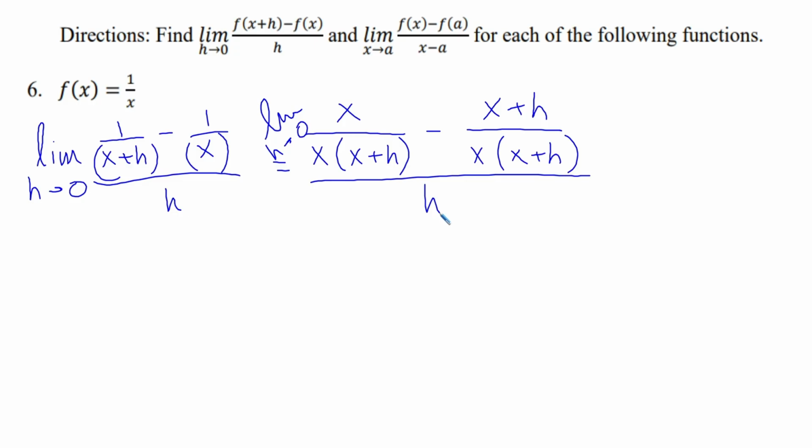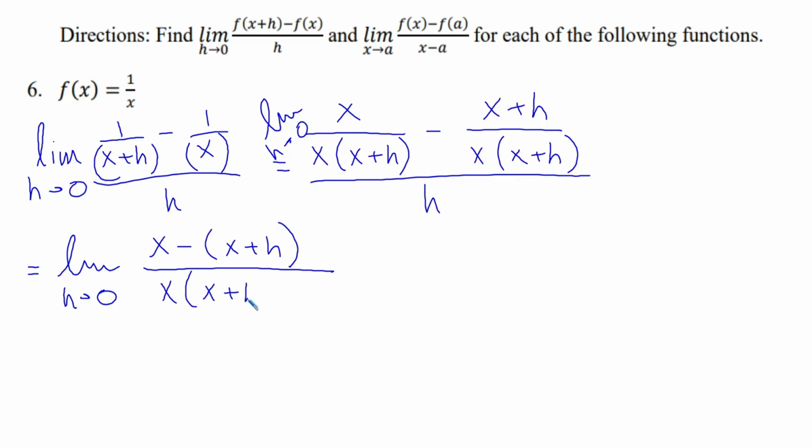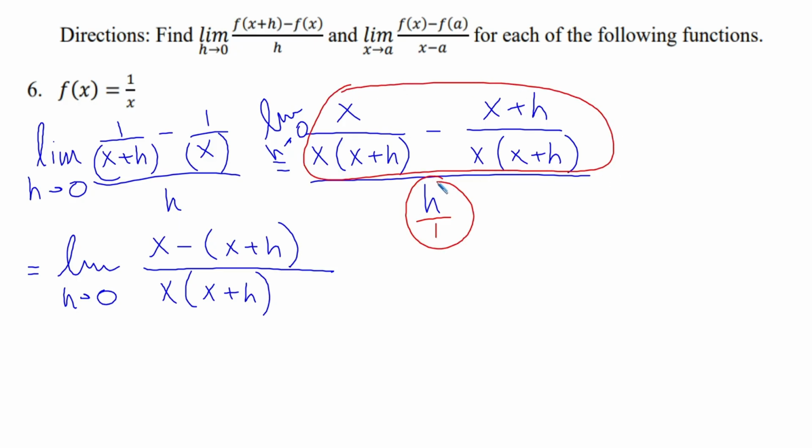And so now we can combine our terms in the numerator into one fraction. So we'll have x minus x plus h all over x times x plus h. And in the same step here, let's think about what happens if I have h over 1 in my denominator. Well, it's currently a fraction divided by another fraction. How do we deal with that? We take the reciprocal of the denominator and we multiply.